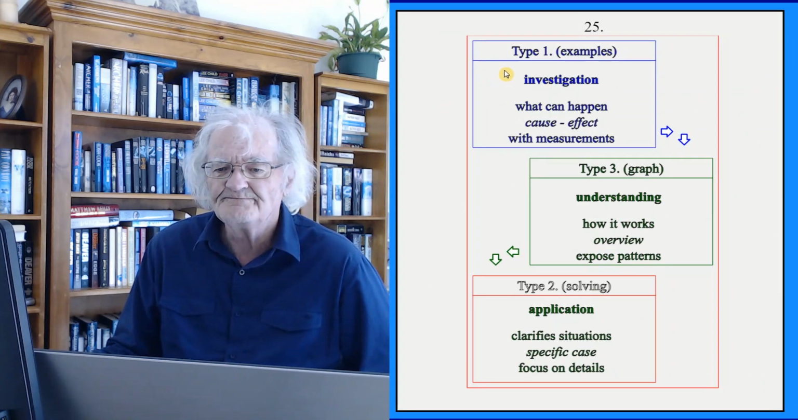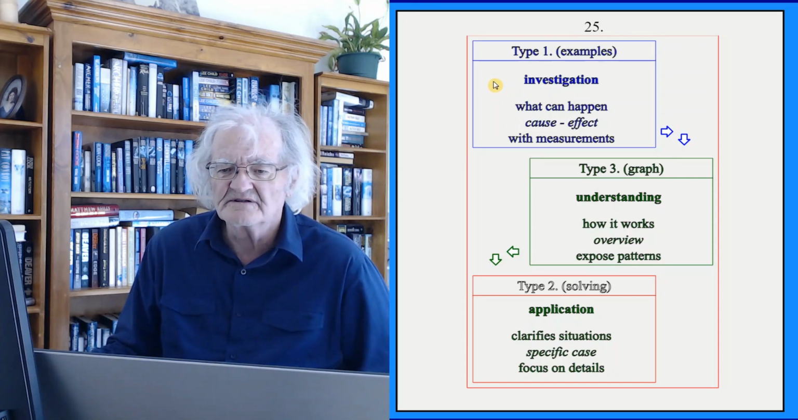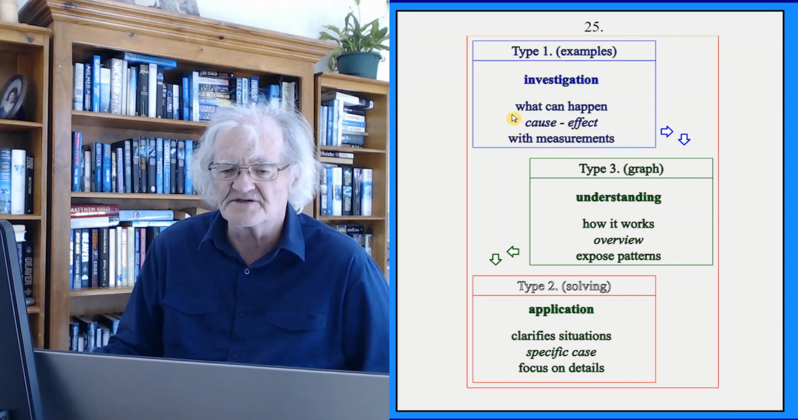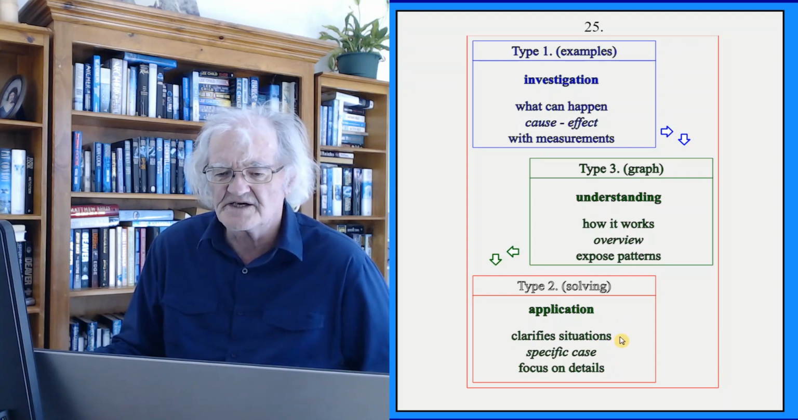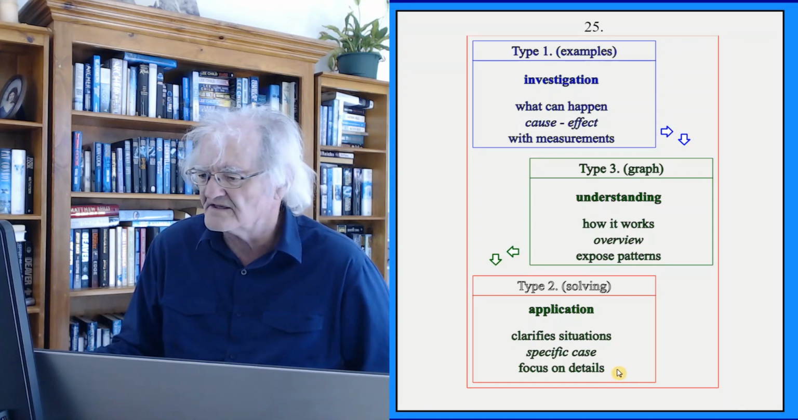Type 1, an investigation lets us see what can happen in terms of cause and effect, and this is where we see the measurements that are relevant to the relationship. Type 3 gives us understanding of how it works. It exposes patterns because it is an overview. And type 2 is an application part of maths. It clarifies situations where a specific case focuses our attention on details.